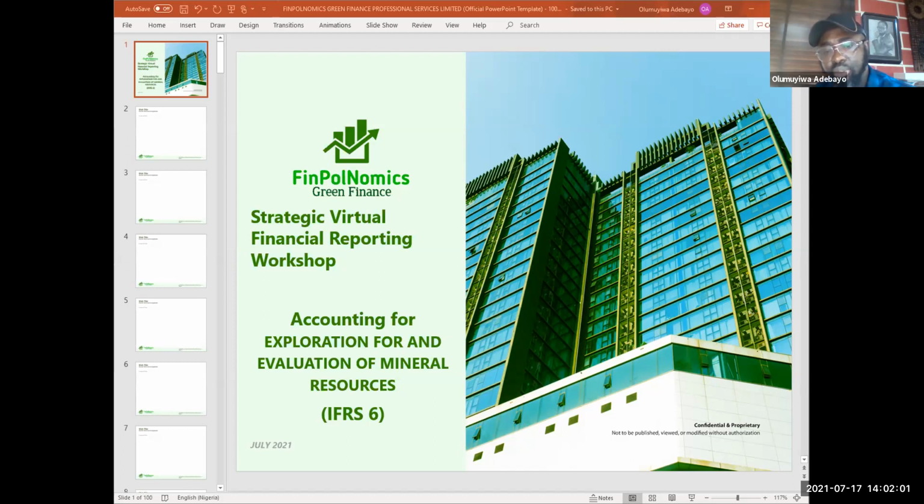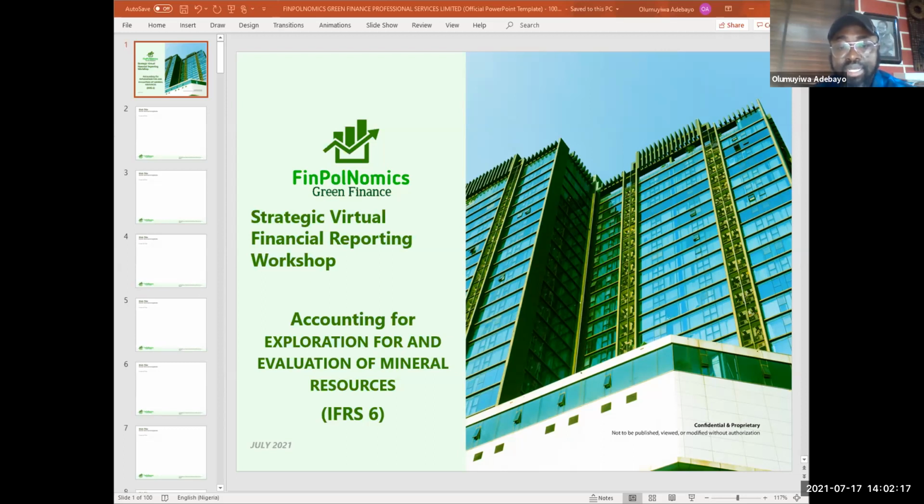The second thing within the scope is that the standard does not address other aspects of accounting by entities involved in exploration for and evaluation of mineral resources, especially when you have more or less reached a developmental phase and up to the level of production.